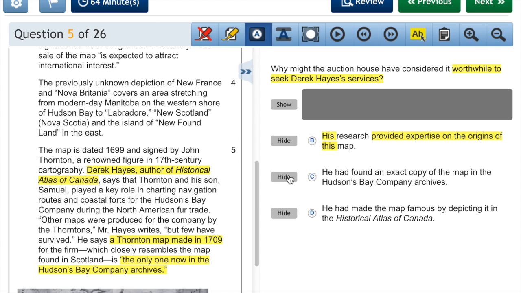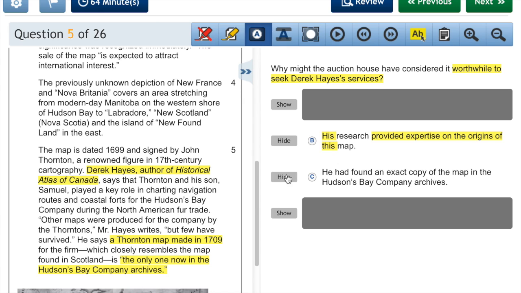Continuing to look at the other choices, I noticed that C and D in particular are probably incorrect. There's no evidence in the article to show that Derek Hayes made the map famous by putting it in his book, so I'm going to hide that choice. And then I'm going to maybe quickly glance at the article again to see if I can eliminate C, and then choose the correct answer.